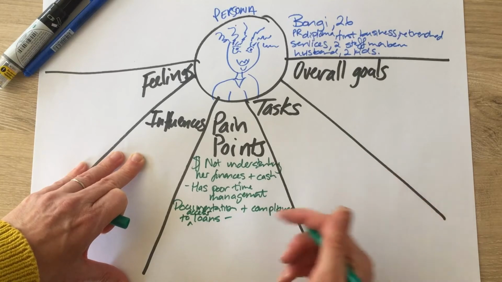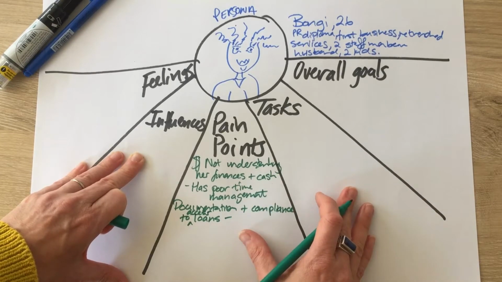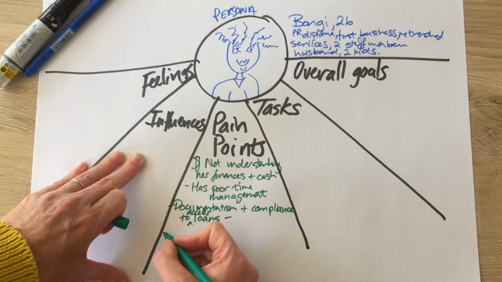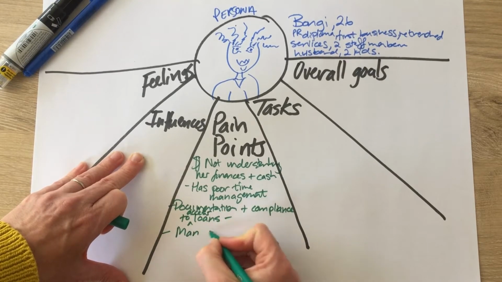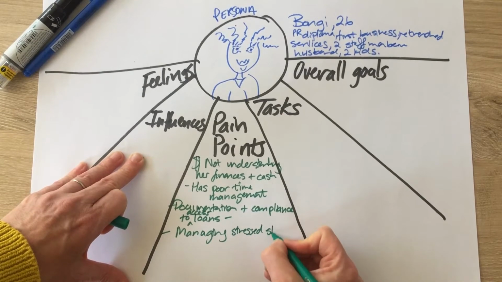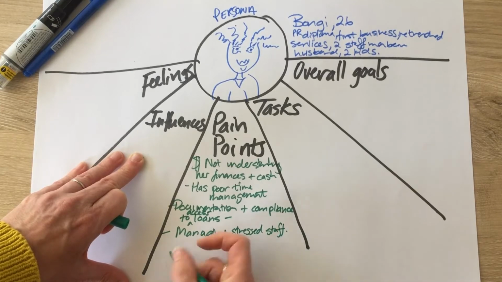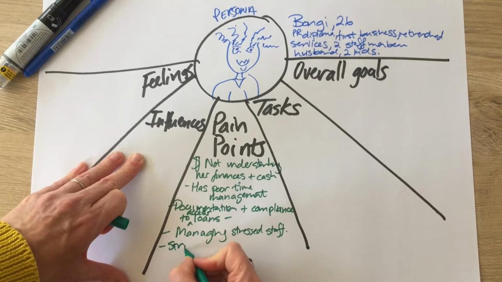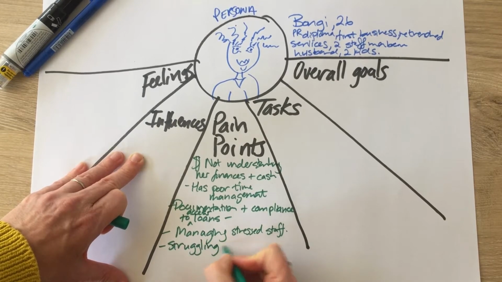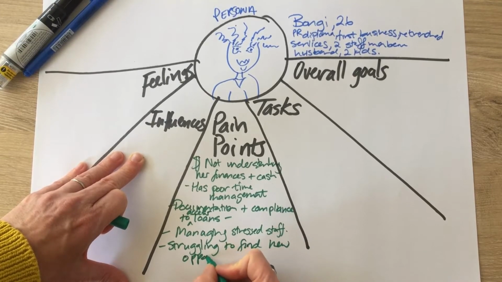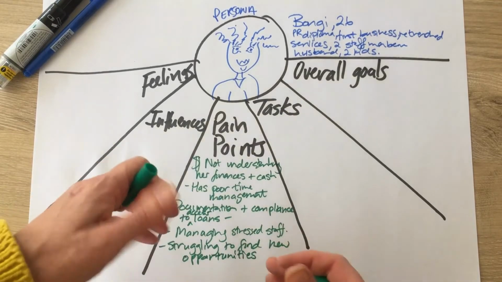These are available now that we're going through a crisis, but she can't apply for them because she doesn't have the right documents. She's also having problems managing stressed staff. Everybody's stressed in this situation. Something like COVID is universally stressful. And she's also struggling to find new opportunities. So there we go. She's got a lot of pain points going on here now that she's in this crisis mode.